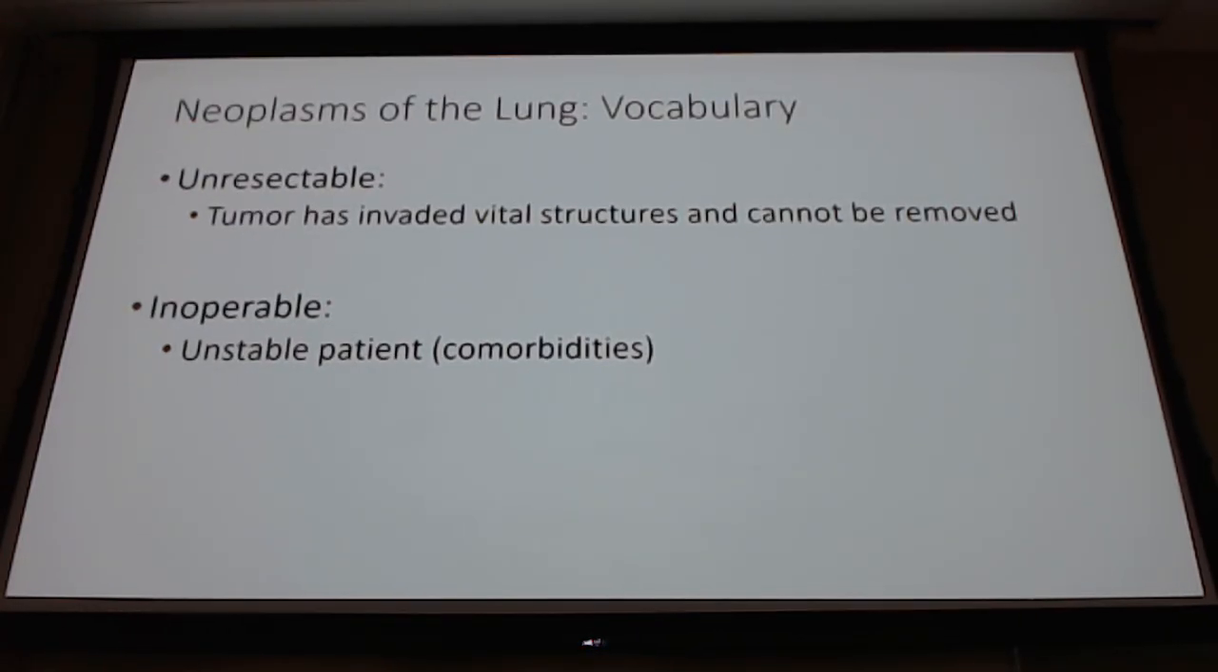All right, vocabulary. There is a difference between unresectable and inoperable. Unresectable means that the tumor has invaded enough vital structures that we cannot remove it. If it's inoperable, the patient is unstable. The patient won't actually survive the surgery. So just know those two are not interchangeable.